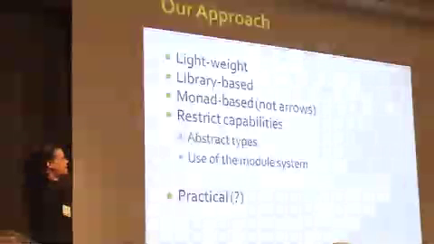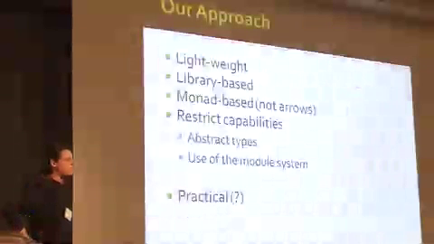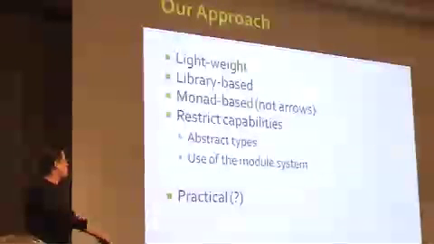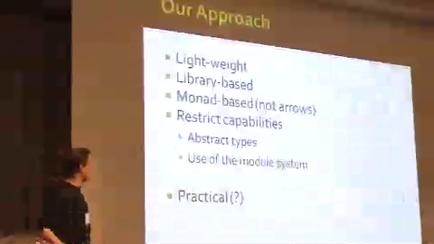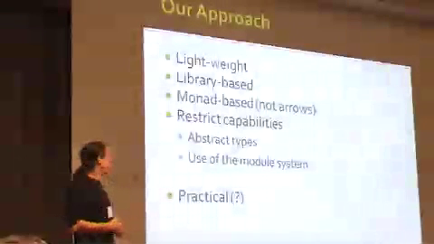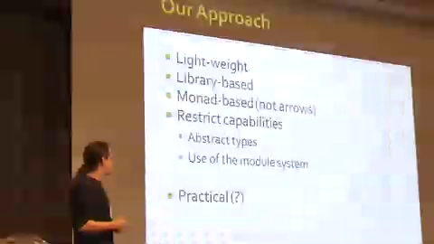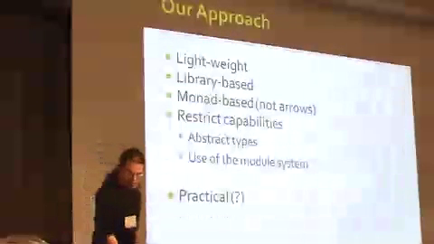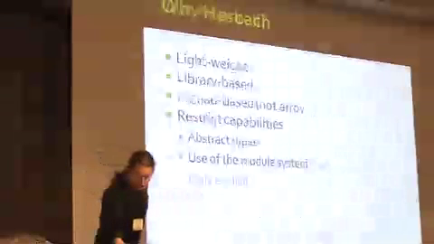We restrict capabilities of functions by using abstract types. So we make use of the module system, so that certain modules cannot do what other modules can. And we believe it's practical. Although there's a question mark there: the library was developed over the last half year or so, and we've done some examples, but of course we don't really know how practical it will be.